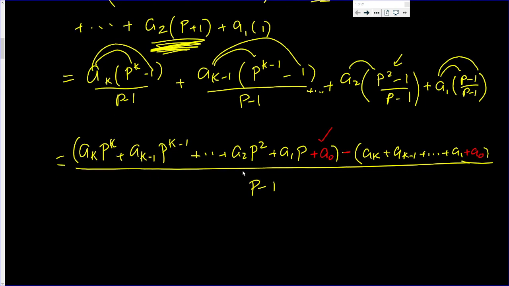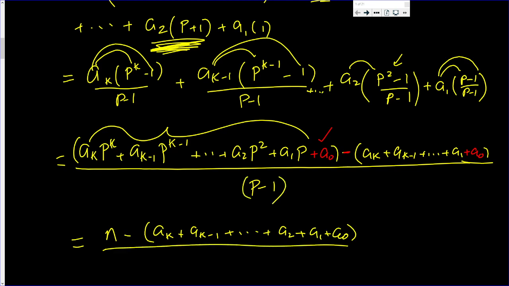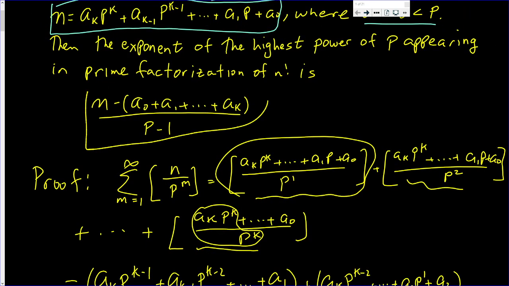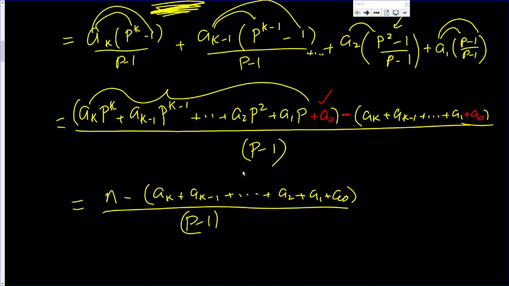And as promised, to take care of adding a sub 0, I am going to take away a sub 0. And the theorem has now been proven, because that's n minus the sum of all the coefficients, all divided by p minus 1. Exactly what the statement of the theorem told me to do. The only difference here is I didn't write some of the coefficients in the same order, but addition commutes.